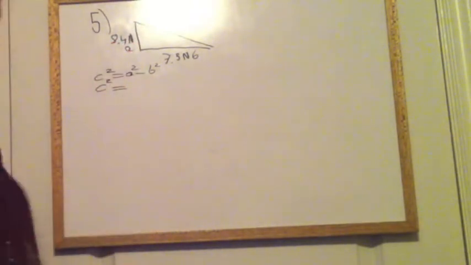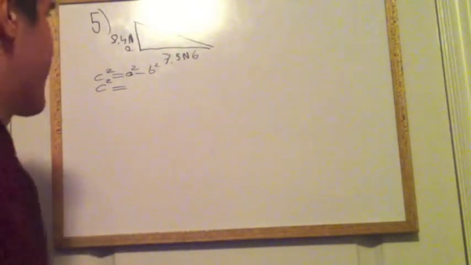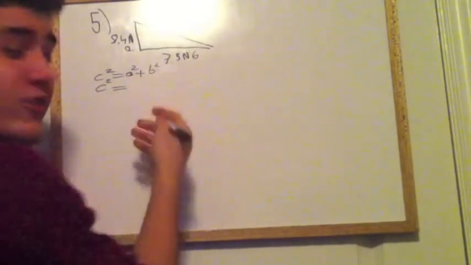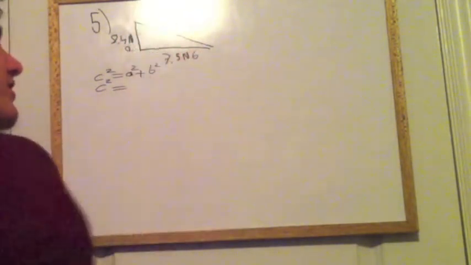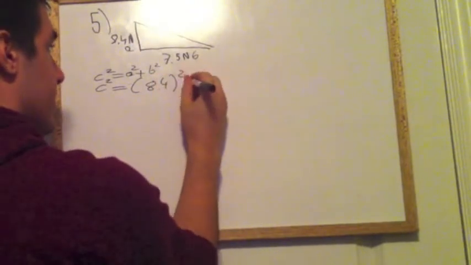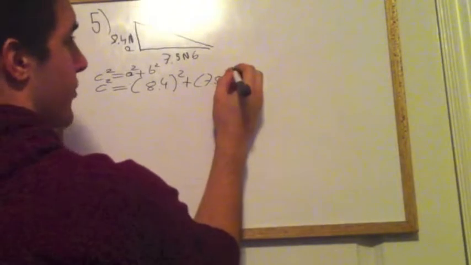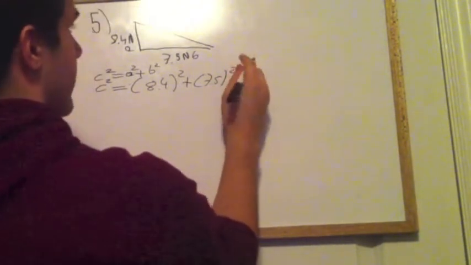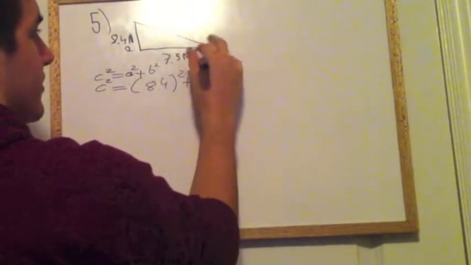Okay, this is not good. I can't remember. Is it plus or minus? All right, let's go with plus. I don't know if it is this, so I'm sorry if it isn't, but let's act like it is. So 8.4 squared plus 7.5 squared. What is this? Oh, B.